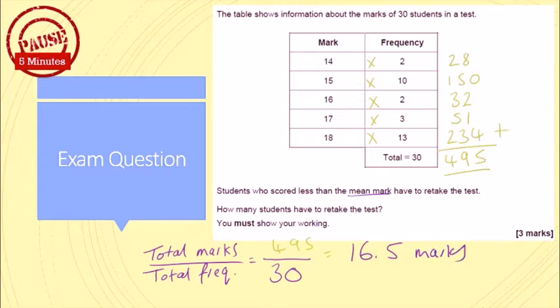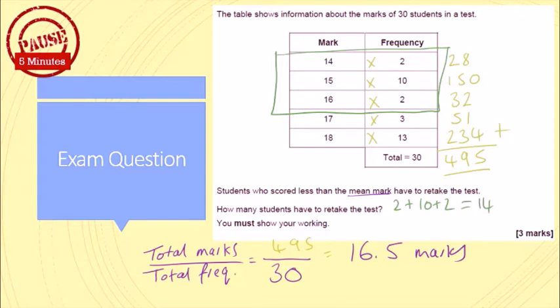Now that's the mean, sorry, not the answer to the question. So using that mean, I can work out how many students have to retake the test. So everyone who got less than 16.5 has to retake the test. That means there are in total 14 pupils who have to retake that test.